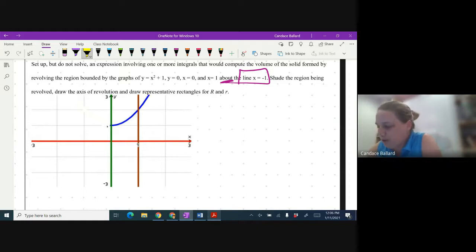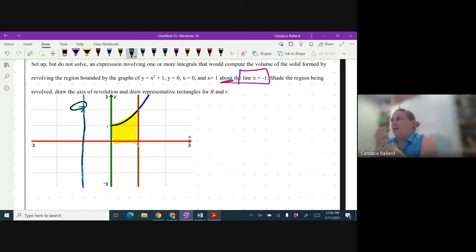So our region didn't change. Our region is here, and we're still rotating that. And my axis of revolution, I'm going to still use the sparkly green, is x equals -1. So I'm rotating around this. I just changed the axis of rotation to a vertical axis of rotation.